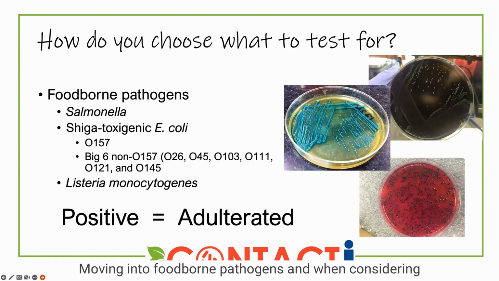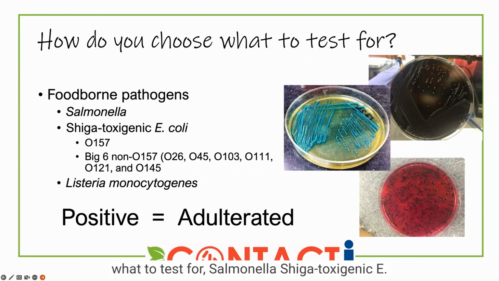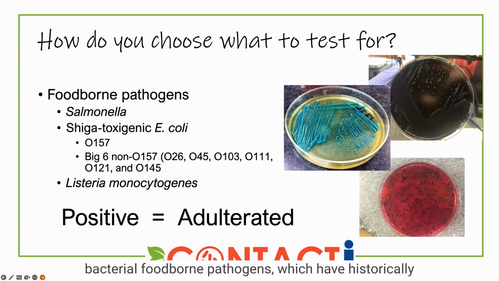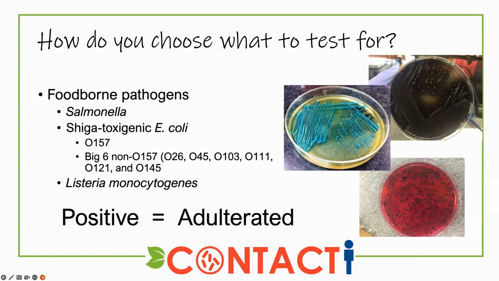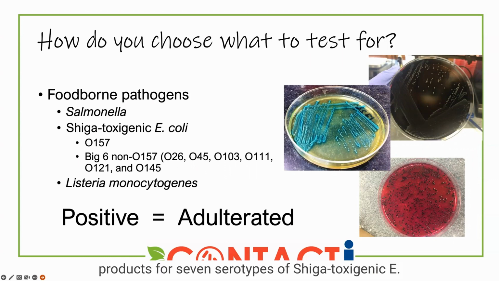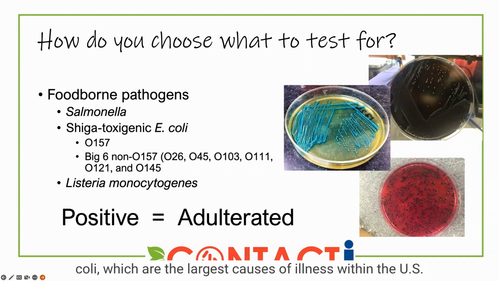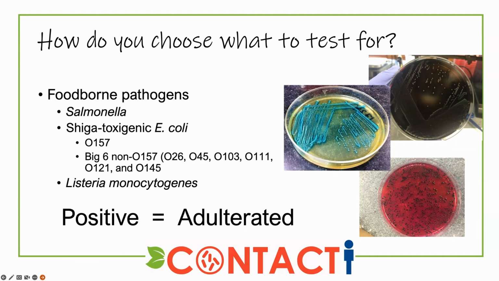Moving into foodborne pathogens, when considering what to test for, Salmonella, Shiga toxigenic E. coli, and Listeria monocytogenes are all examples of bacterial foodborne pathogens which have historically been associated with fresh produce outbreaks. The USDA mandates testing for certain meat products for 7 serotypes of Shiga toxigenic E. coli, which are the largest causes of illness within the US.